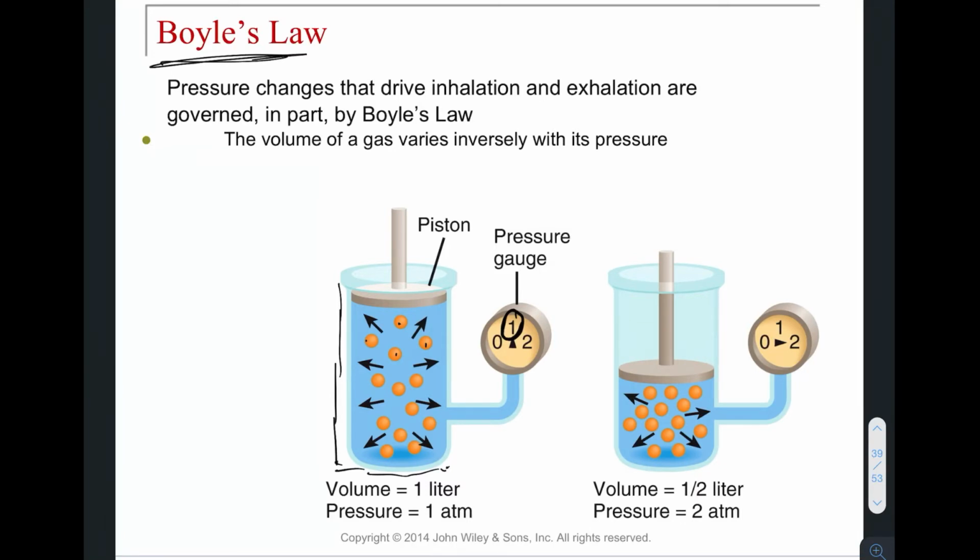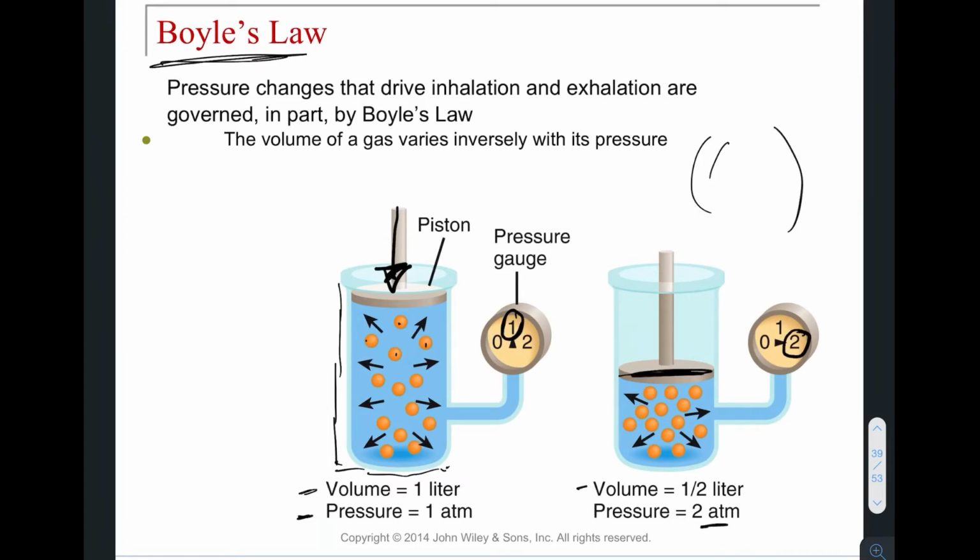So basically the volume we can say is 1 liter, the pressure is one atmosphere, let's say, and then we want to know what happens when we decrease the size of the container. So we use a piston and we push the piston down, and so we decrease the size of the container and we cut it down to half, so the volume becomes 1/2 of a liter. And now we look at the pressure gauge and it says 2 atmospheres. And so basically by decreasing the container by half, we have increased the pressure twofold.